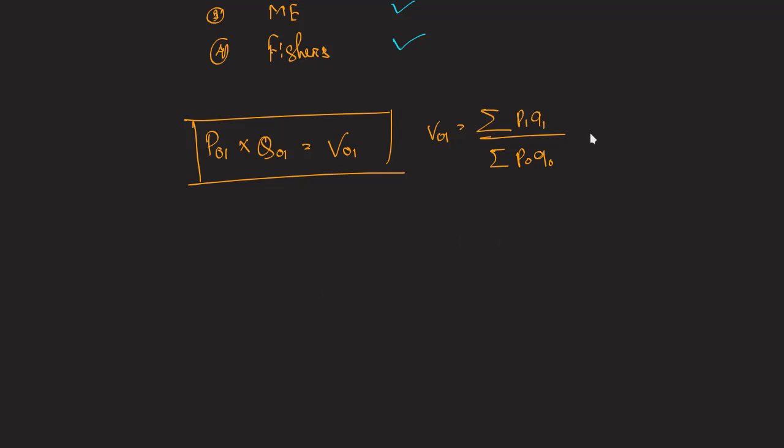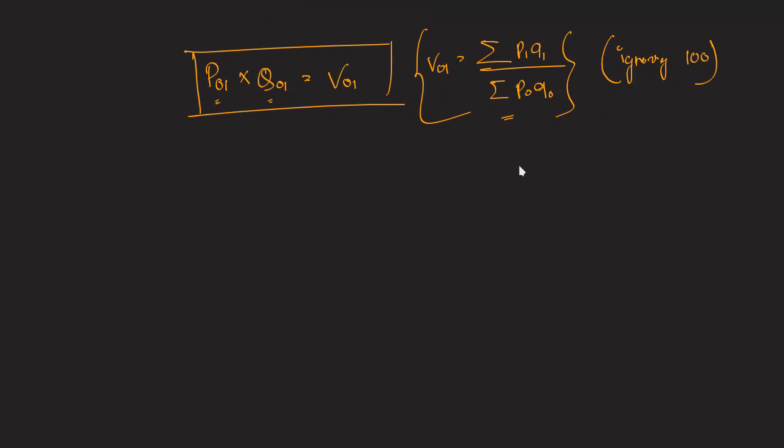We ignore the 100. So basically, whether it is Laspeyres, Paasche, Fisher's or Marshall-Edgeworth, when we multiply the price index by the quantity index and ignore the 100s, we should get the term summation P1 Q1 by summation P0 Q0. If we get this, that means it satisfies the factor reversal test. Right, so let's start with Laspeyres.